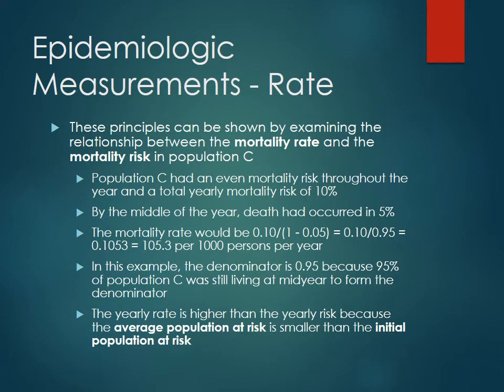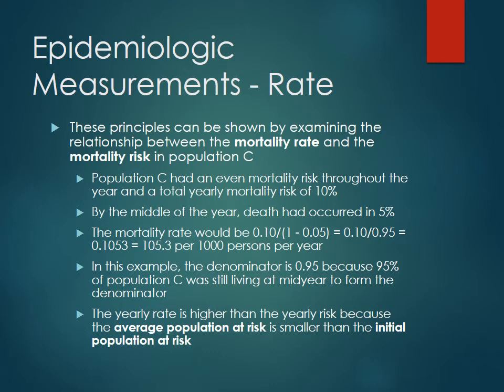So looking at that, the mortality rate would end up being 0.1, because that's our risk, divided by that mid-period population, or 1 minus 0.05, so you end up getting 0.1 over 0.95. Work that out, and basically your rate there is going to be 105.3 per 1,000 persons a year. Make sense how that number came about?